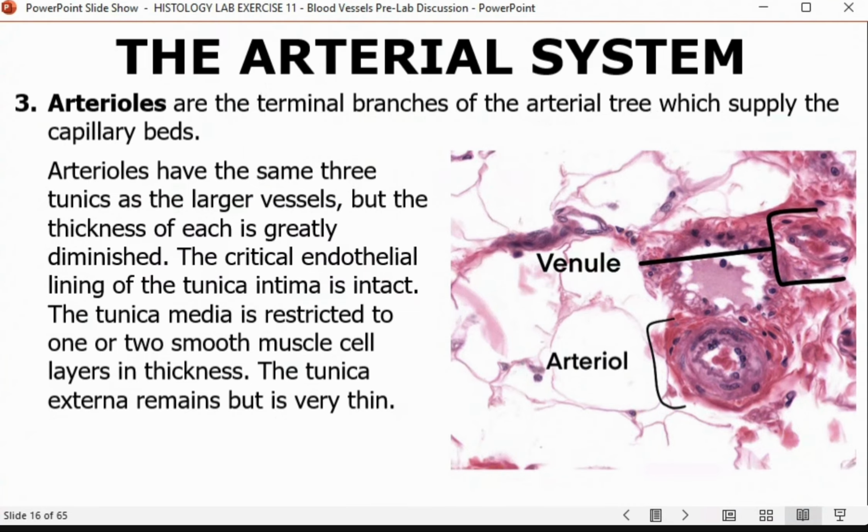The third type of arteries are your arterioles. They go even further away from the heart. These are the terminal branches of the arterial tree, which supply your capillary beds. They have the same structure. They also contain the three tunics, but because they're so small, they're much more limited. So you have your tunica intima, with erythrocytes in the middle. This is one layer of your tunica intima, one or two layers of smooth muscle around it for your tunica media, and then your tunica adventitia is the rest.